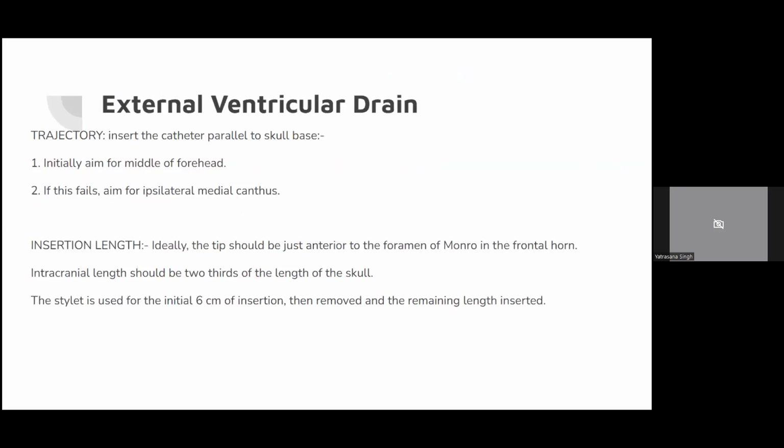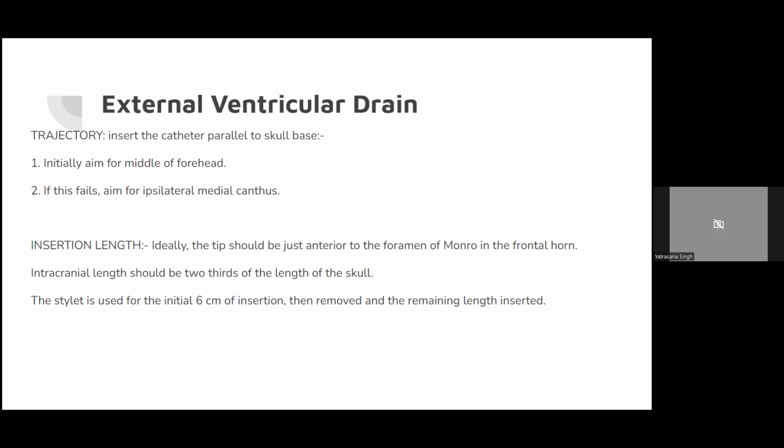The trajectory for the external ventricular drain. So we insert the catheter parallel to the skull base, aiming for the middle of the forehead. However, if this cannot be done, then you try to aim for the ipsilateral medial canthus. In terms of how much you are going to be pushing in, ideally, the tip should be just anterior to the foramen of Monroe in the frontal horn.